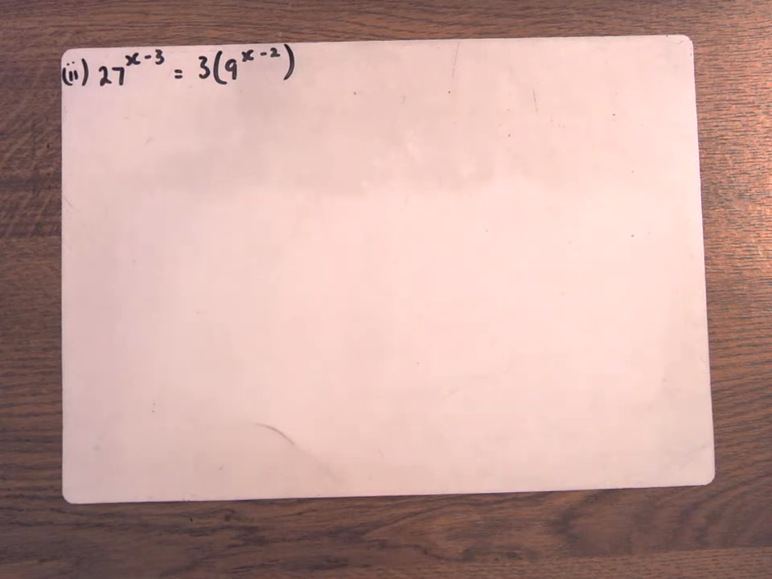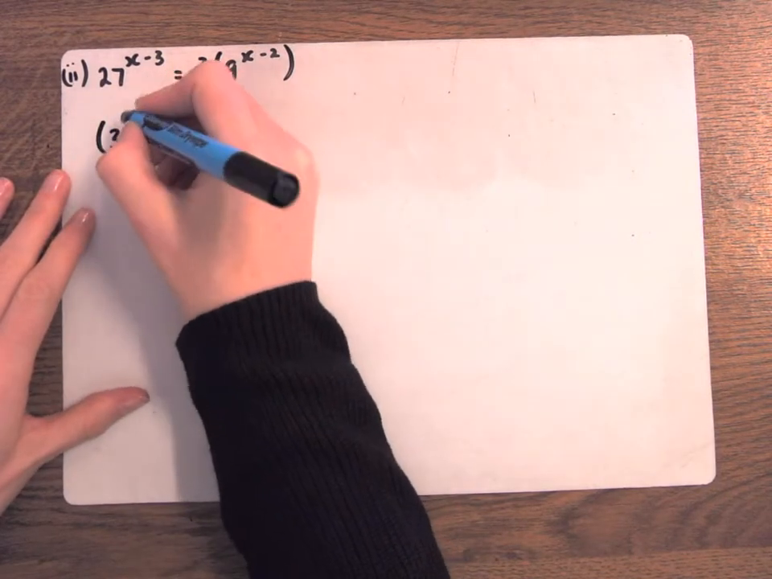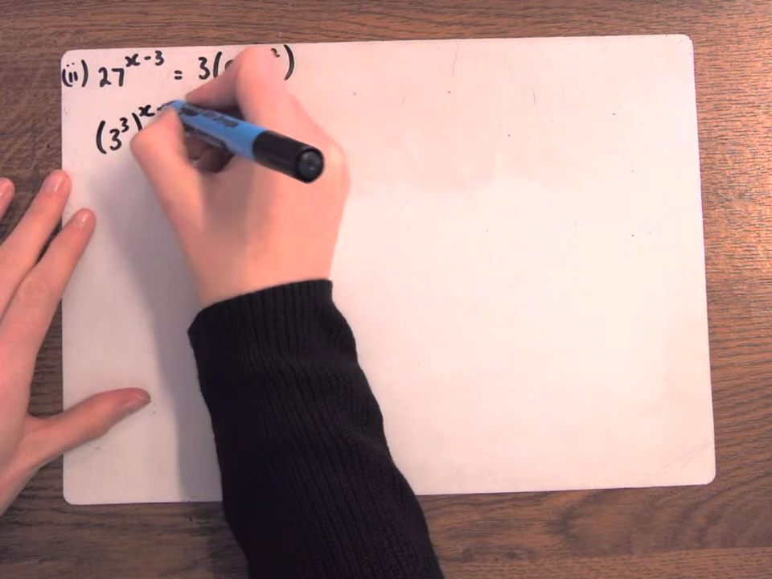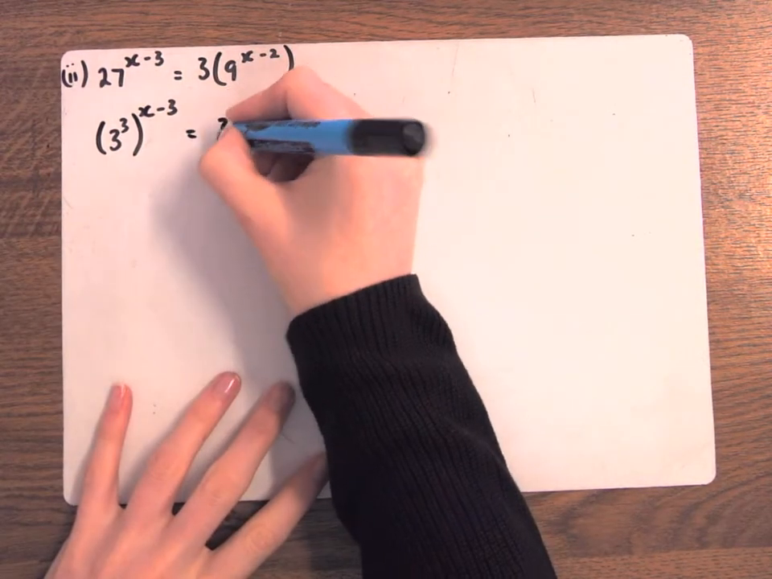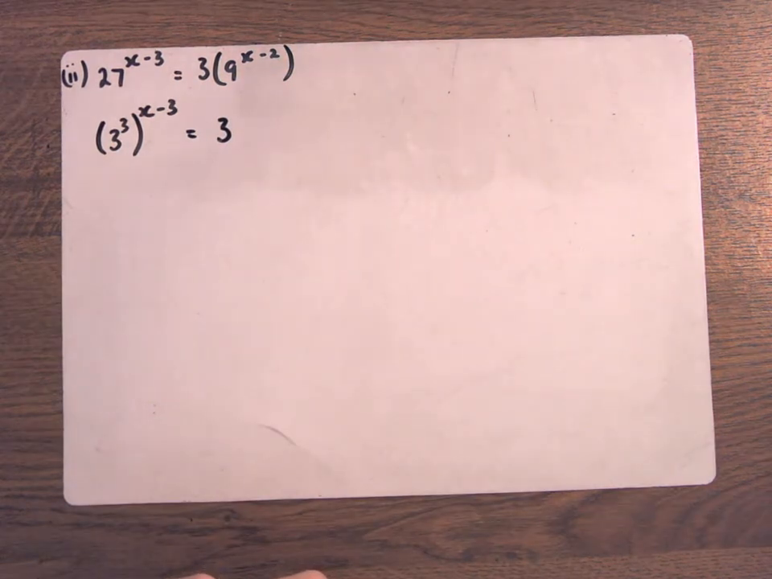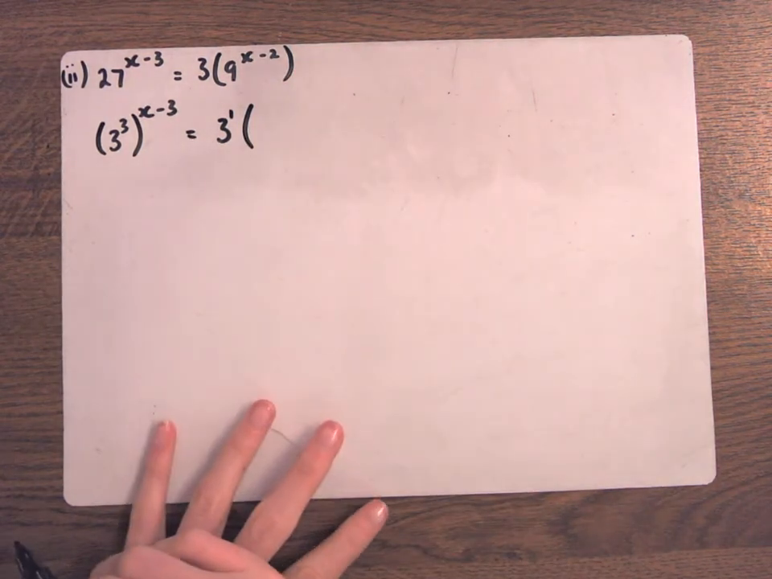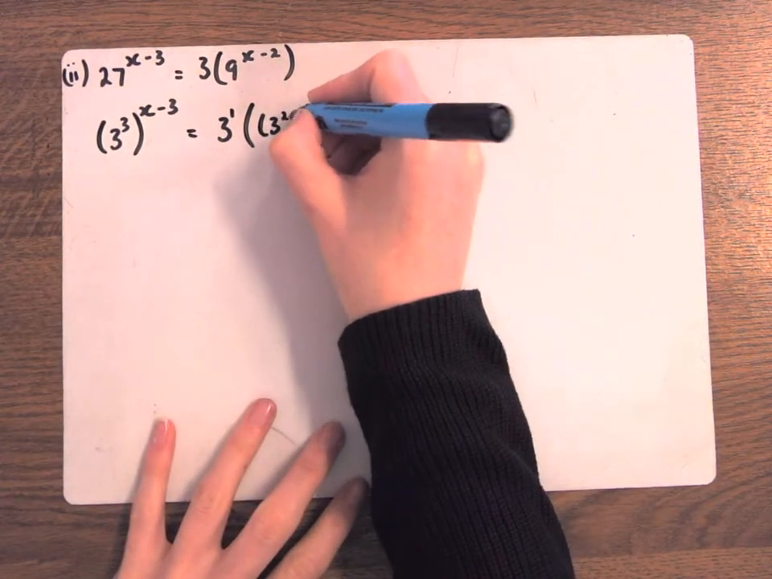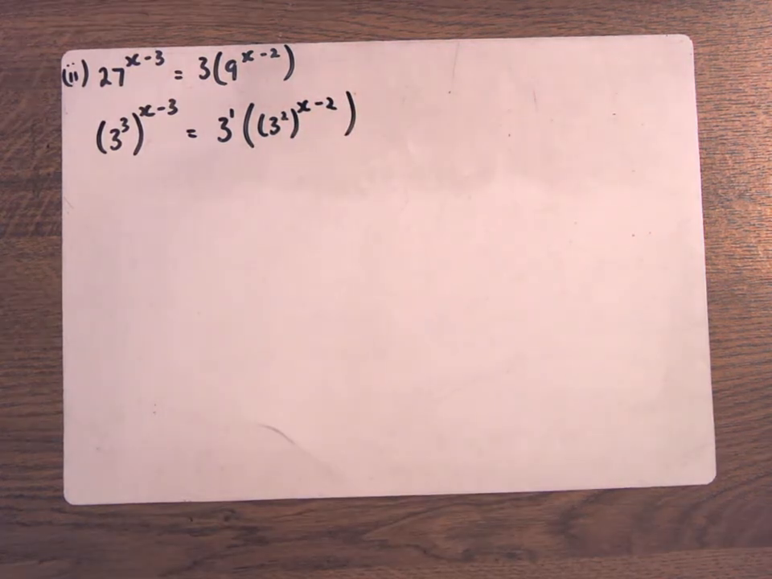What base are we going to be working with? 3. Lovely. Let's just replace everything there with 3's. So 27 is 3 to the power of 3, and that's to the power of x minus 3. 3 is 3 to the power of what? 1. Okay, that will become important in a minute. And 9 is 3 squared to the power of x minus 2. Everyone okay with that?